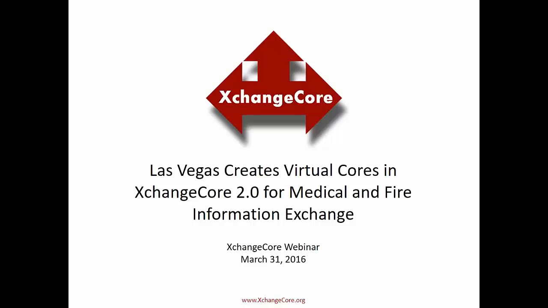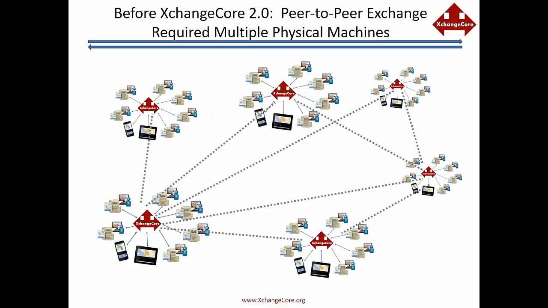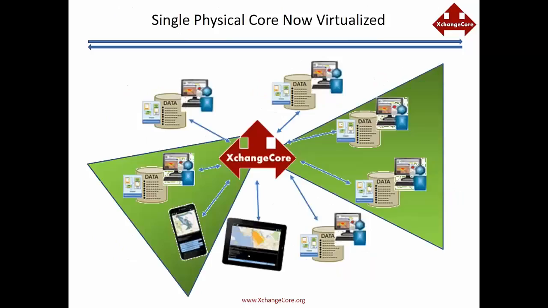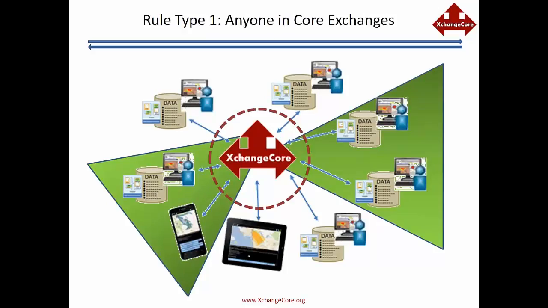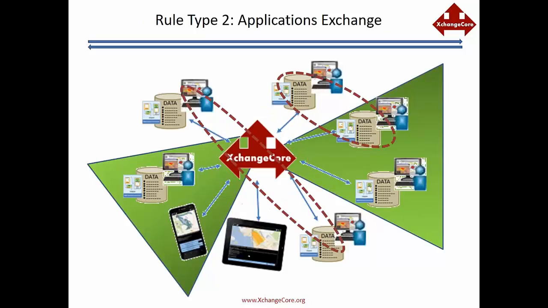Las Vegas, speaking of 2.0, did a wonderful implementation on medical and fire information exchange. You'll recall that in the 1.33 version, you have to have a physical machine to represent a core. In the 2.0 version, you can create virtual cores from a single physical machine. You virtualize that. That allows anybody on the core to share information. That allows applications in one group to share information with other groups.